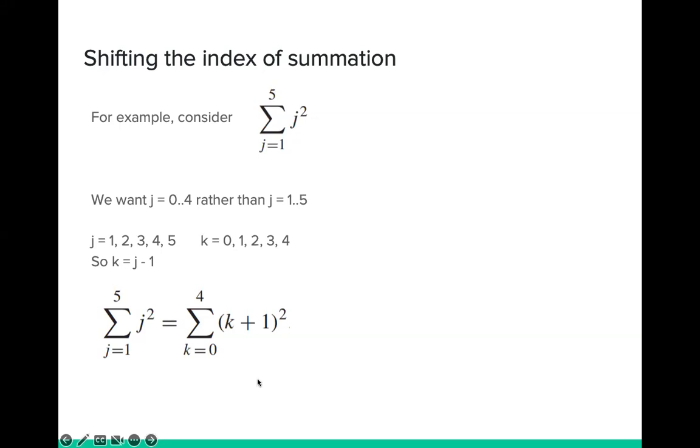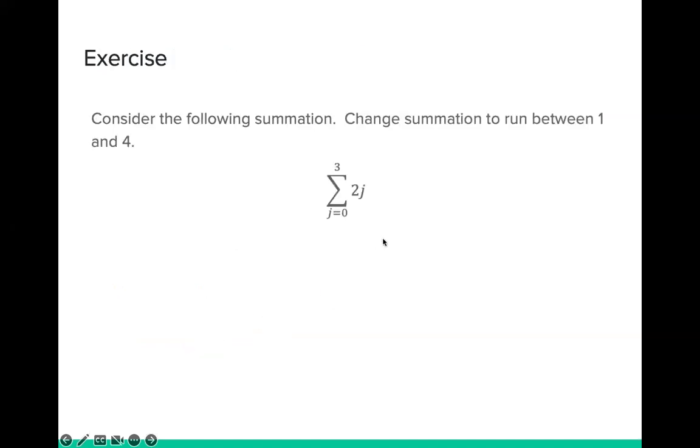Okay, so we then have the summation of k equals 0 to 4 of k plus 1 quantity squared. So after doing the transposition, and j is now equal to k plus 1, we simply replace that here. Okay, so we simply replace the new value of j here. So we arrive at k plus 1 quantity squared. Okay, now consider another example here.